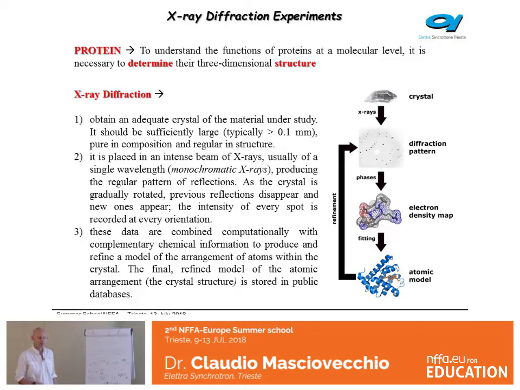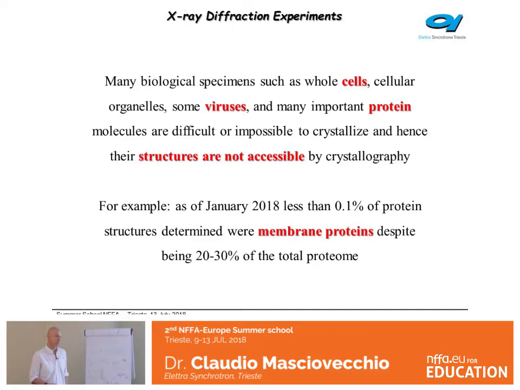I mean, this is well used in synchrotrons. You saw many of the Nobel prizes were coming from using X-ray. And the main problem is that proteins, or better, not all proteins, but the majority of proteins cannot be crystallized, as well as other biological samples. And if you take, for example, membrane proteins, less than 0.1% of these proteins can be crystallized.